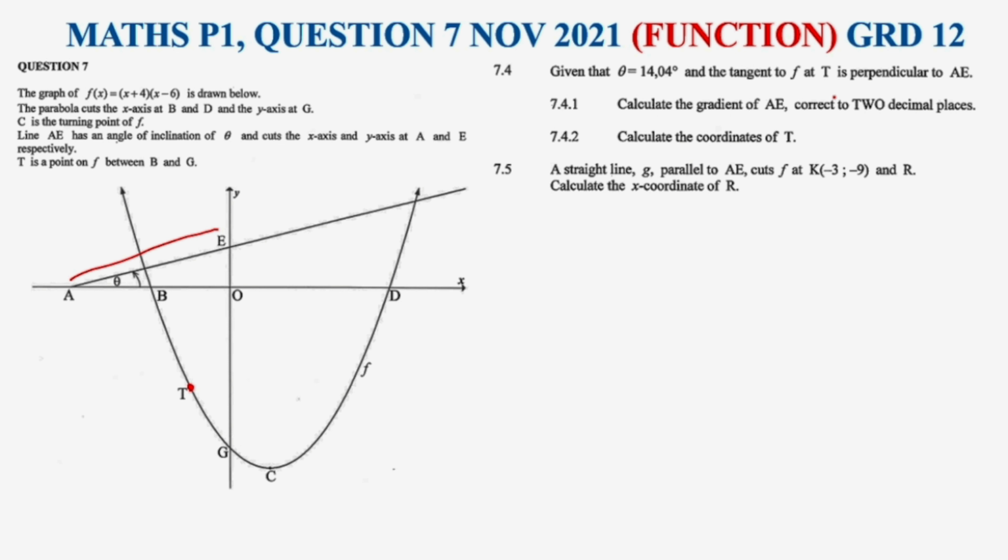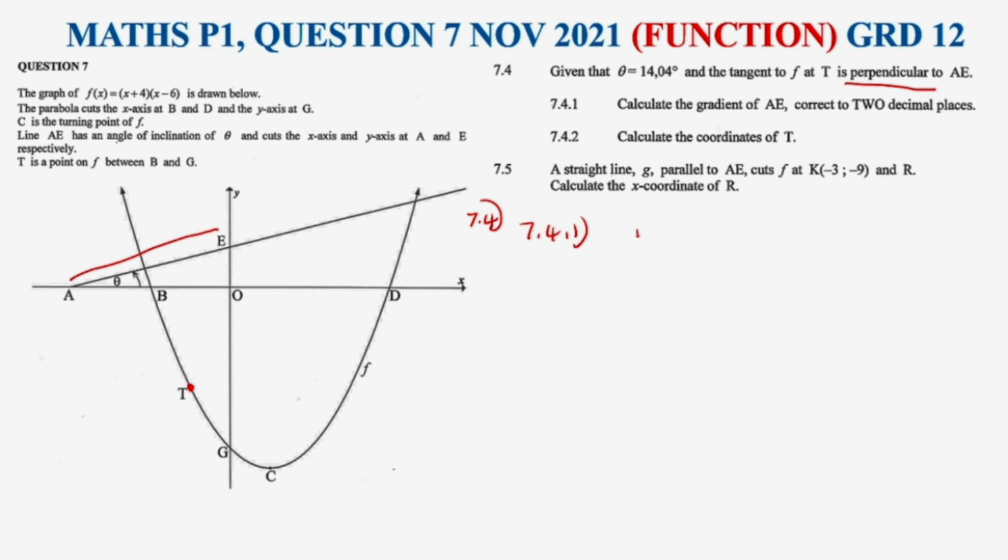Immediately when they speak of perpendicular, guys, what do we think of? Gradients: the product of the gradients of those two lines must give us -1. Analytical geometry. Okay, great stuff. So let's go ahead and see. The first question says, calculate the gradient of AE corrected to 2 decimal places. That's 7.4.1. So we need to calculate the gradient.